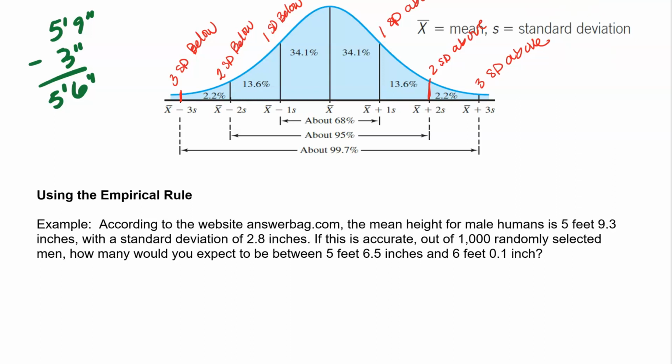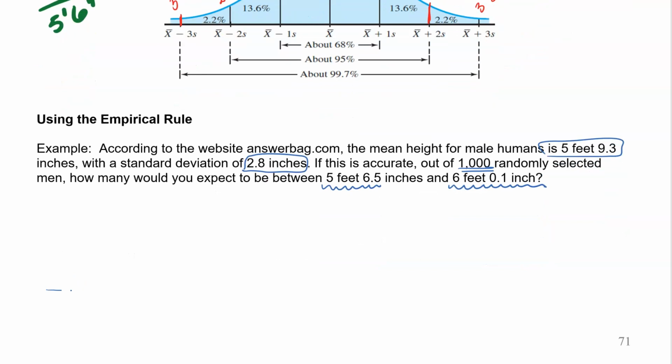Okay, so according to the website, the mean height for male humans is 5 feet 9.3 inches. So again, above I approximated 5 feet 9, but we're going to use this exact number for this example. So the average male height is 5 feet 9.3 inches with a standard deviation of 2.8 inches. If this is accurate, out of 1,000 randomly selected men, how many would you expect to be between 5 feet 6.5 inches and 6 feet 0.1 inch? Okay, so let's go ahead and I'm going to draw a picture here. I'm going to draw the normal curve.